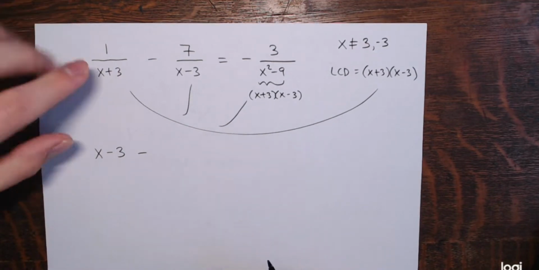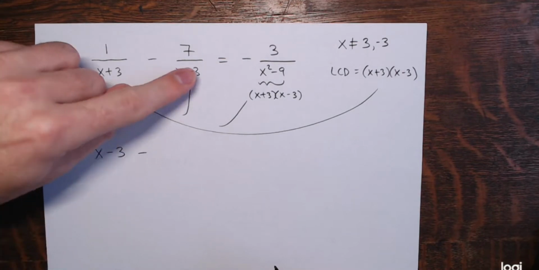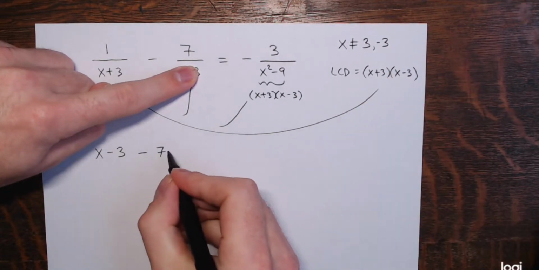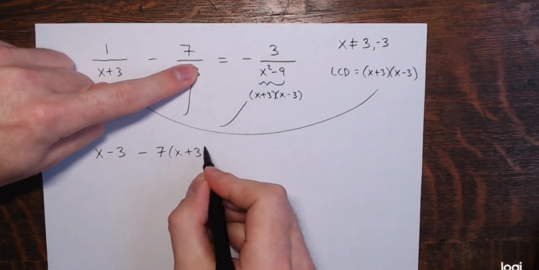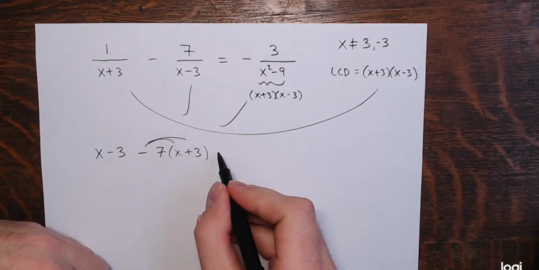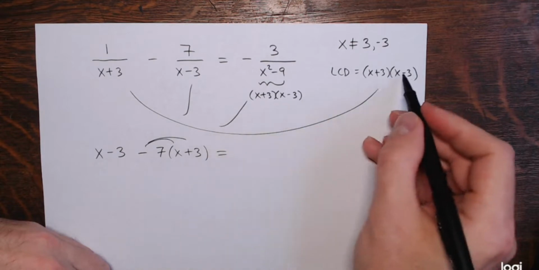Second fraction, you got minus, and then second fraction, x minus 3's would cancel, leaving me with 7 times the quantity x plus 3. And you need the parentheses there because we're going to have to distribute this now negative 7, not 7. Distribute the negative 7. Right side, both these factors would cancel, leaving me with negative 3.